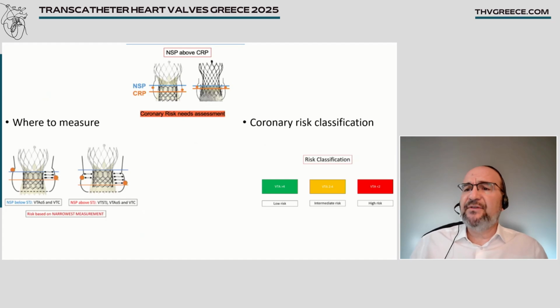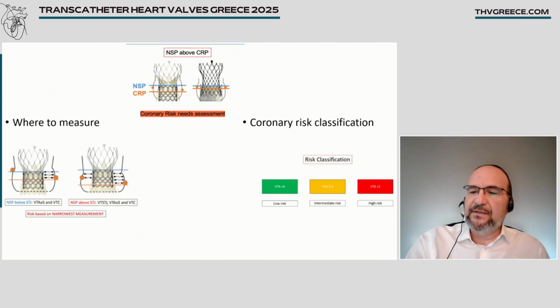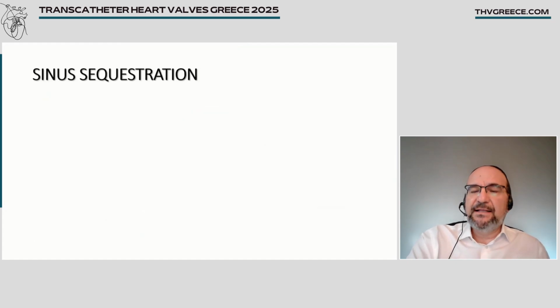And there is a classification. If the VTA is more than 4, then we are okay. If the VTA is between 2 and 4, it is intermediate risk, and we have to consider protecting the coronaries. If the VTA is less than 2, then it's very risky, and we may need to consider different modes of treatment.